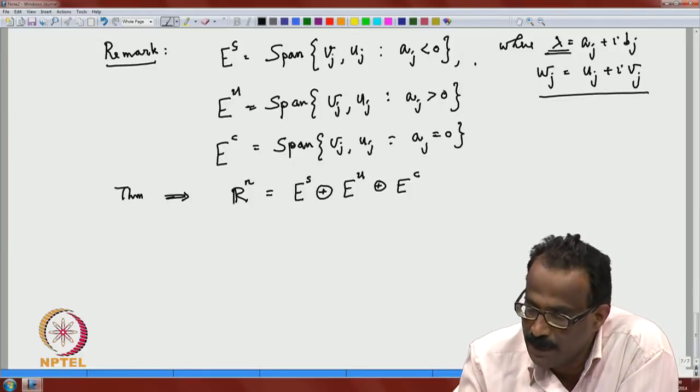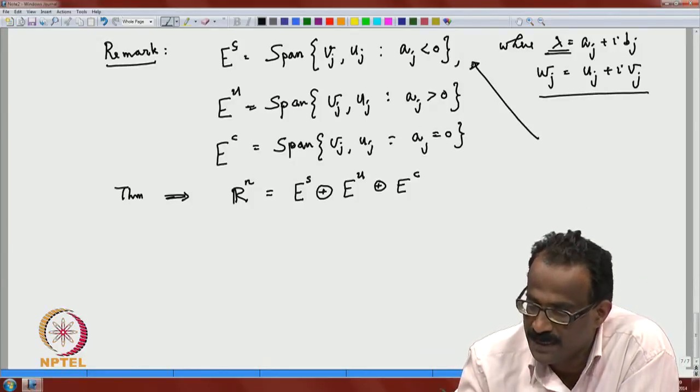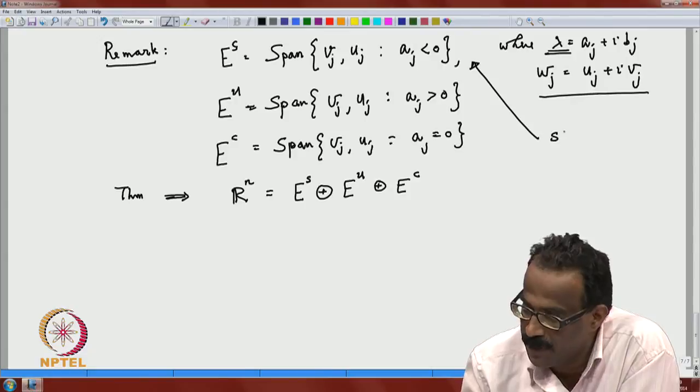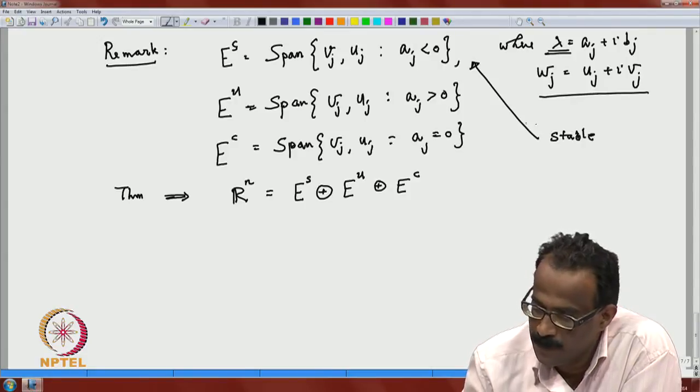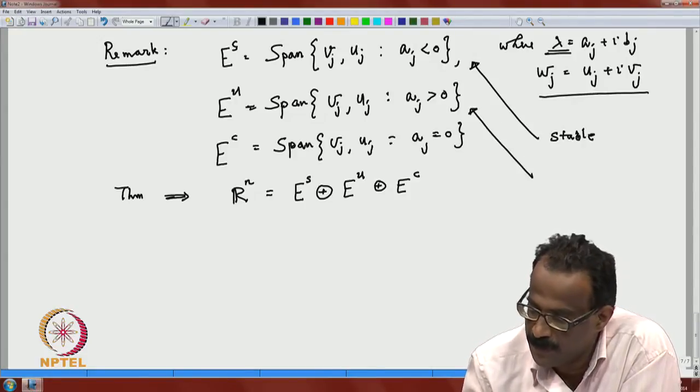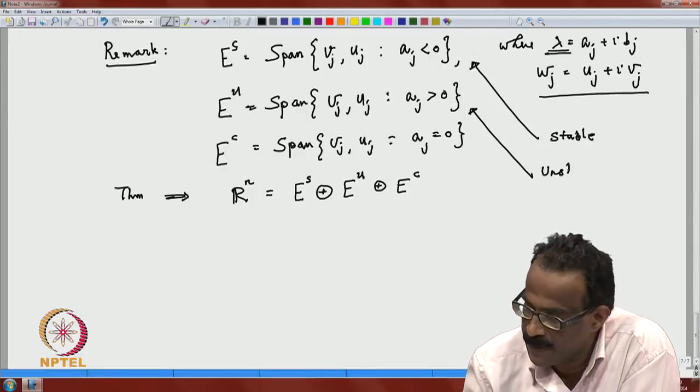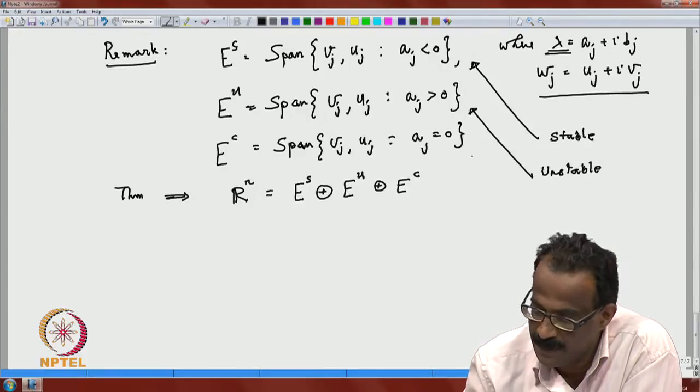This is called the stable space. You will learn more about these things in the nonlinear study. This is the unstable subspace. This is called the center.